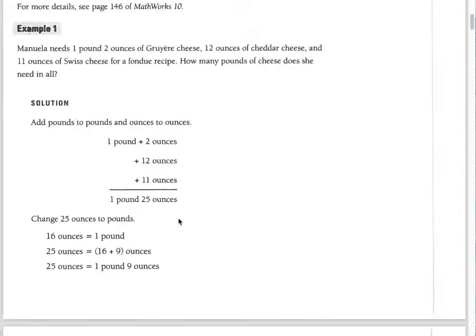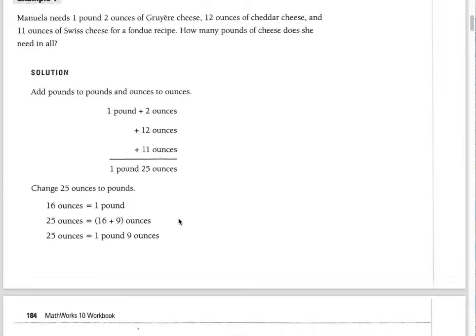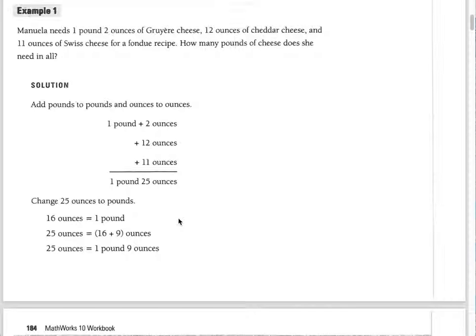Okay, example 1 is saying that Manuela needs 1 pound 2 ounces of Gruyere cheese, 12 ounces of cheddar cheese, and 11 ounces of Swiss cheese for a fondue recipe. Well, how many pounds of cheese in total does she need in all? Let's add them together first of all. First cheese was 1 pound 2 ounces, then the next one was 12, next one was 11, so if we add that up, it's 1 pound 25 ounces.